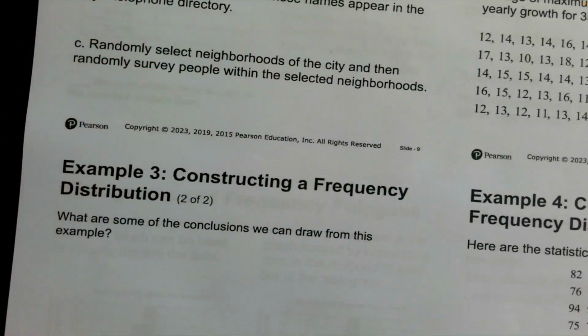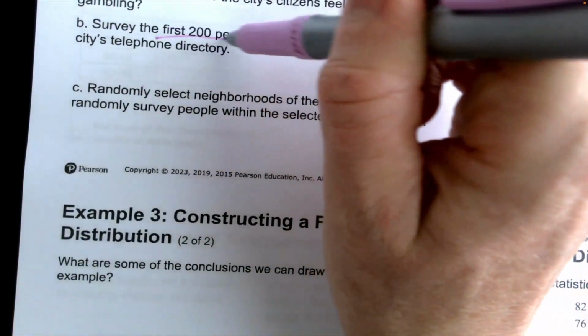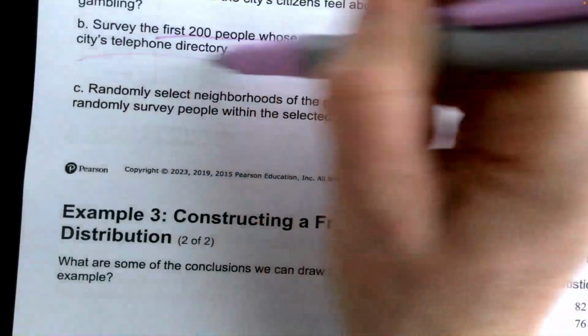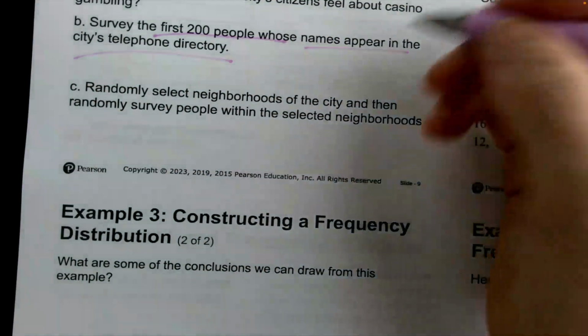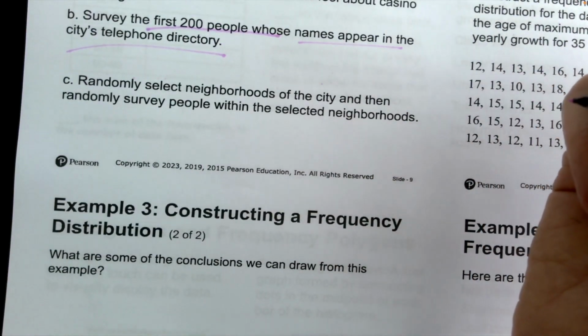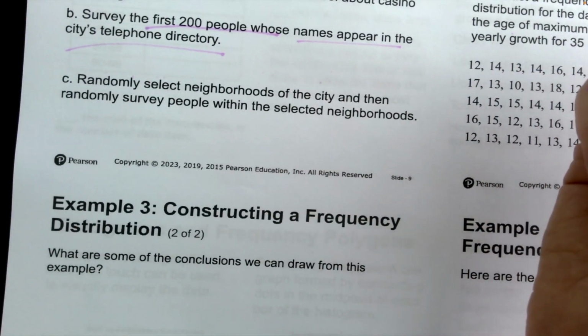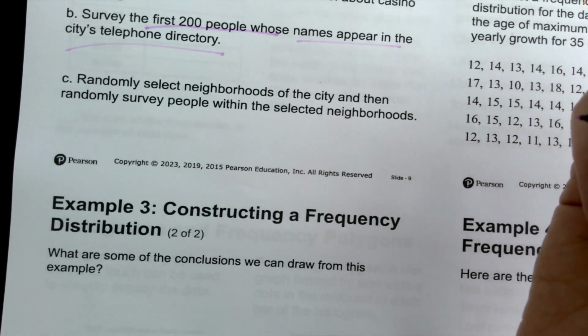The next one: what if they just survey the first 200 people whose names appear in the directory? That's only going to get last names A through, let's say, A through B, maybe. It depends on how big the city is. So that is not going to work. That's not random.